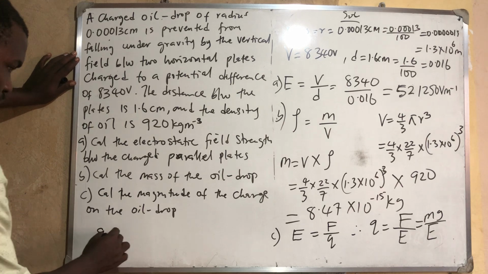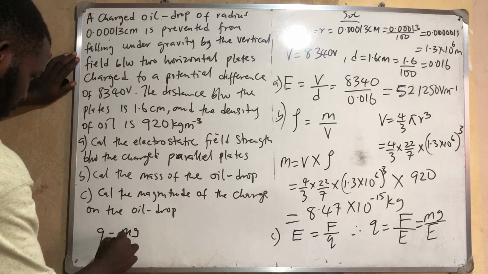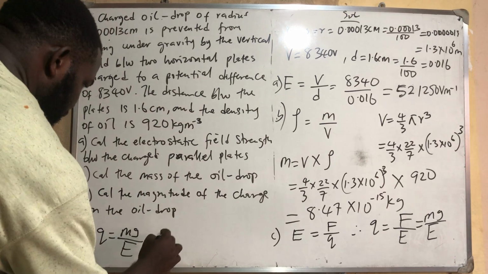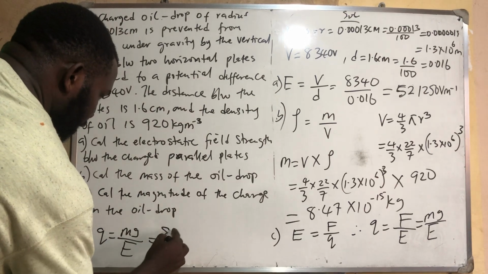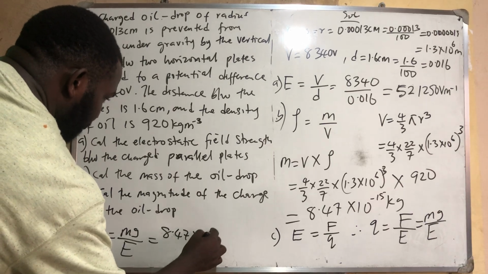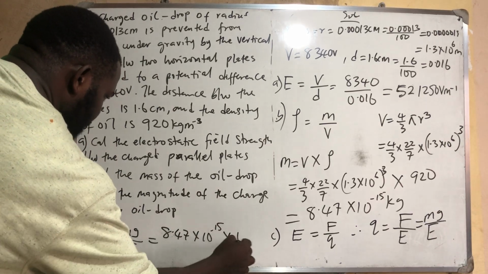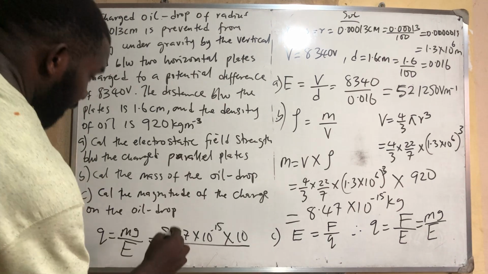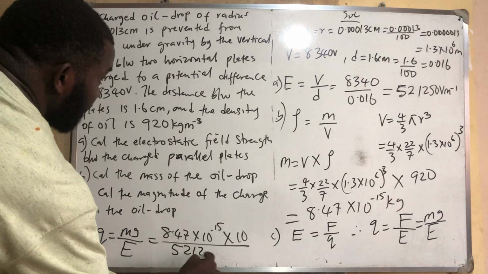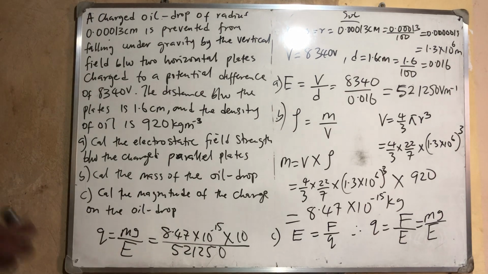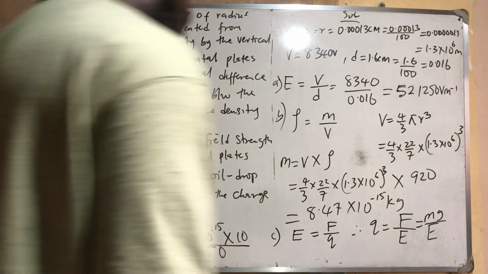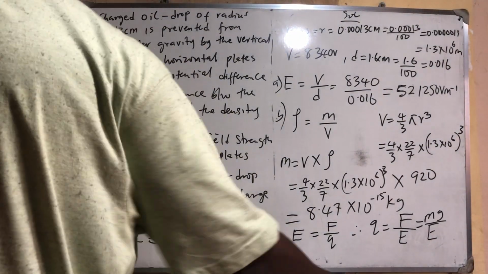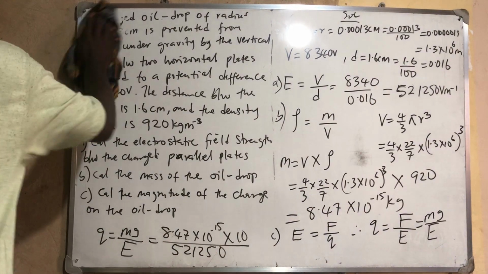So my charge will now be mg over my E. My M is 8.47 times 10 raised to power minus 15, times 10 acceleration due to gravity, then divided by my E. I've gotten my E there as 5121250. So divide everything, you get your last answer. Right? We move to the next question, which is going to be the last question we're going to solve.